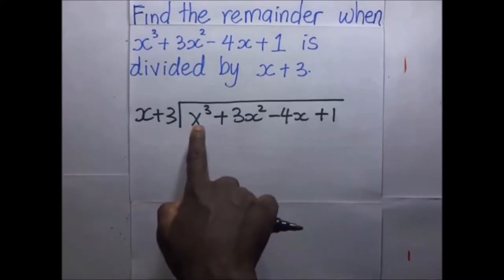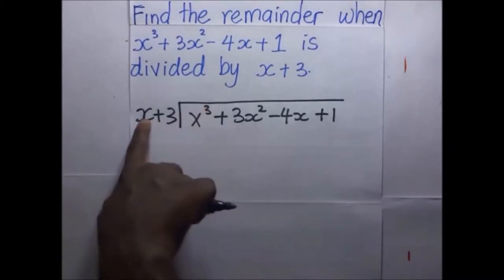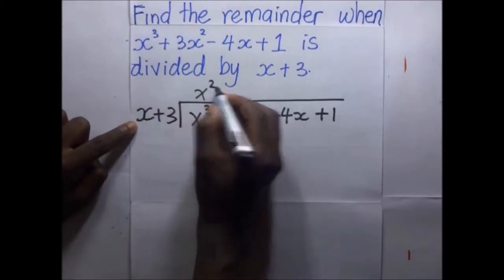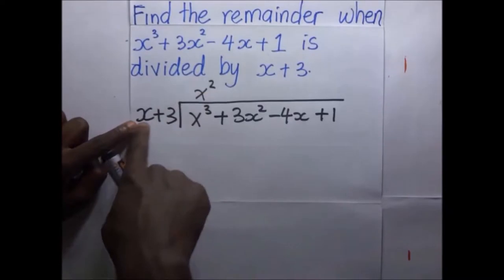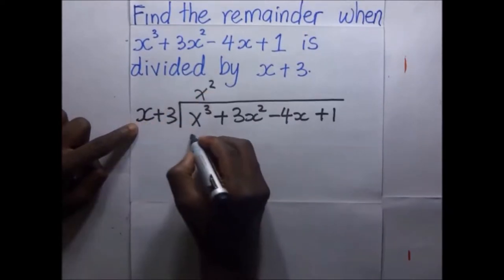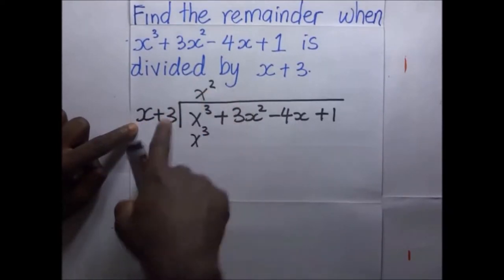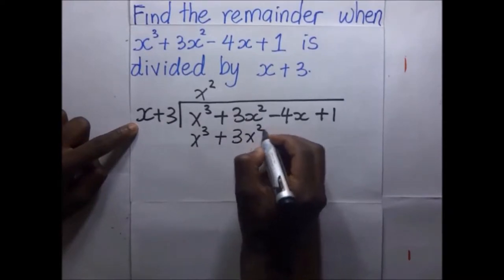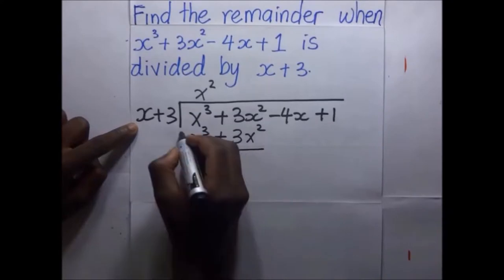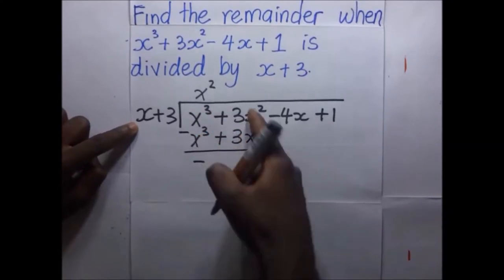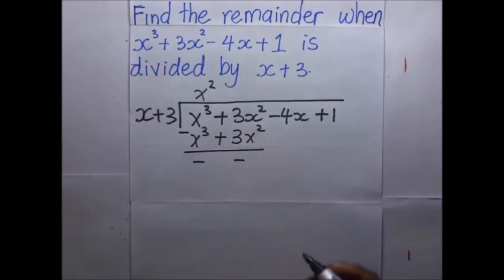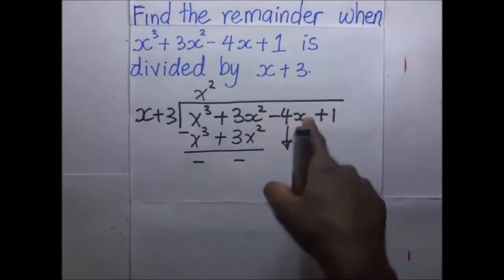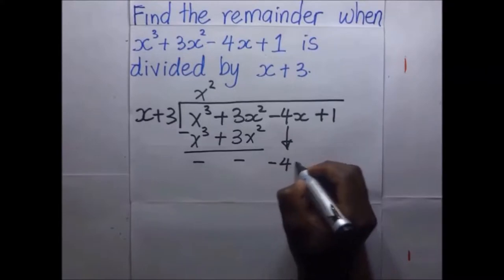So we begin. It's going to be x cubed divided by x will give us x squared. So x squared times this whole thing. X squared times x is going to be x cubed. X squared times 3 is going to give us plus 3x squared. When we subtract these two, this minus that will give us 0. So we pull down this remaining. It's negative 4x, so we bring down negative 4x.